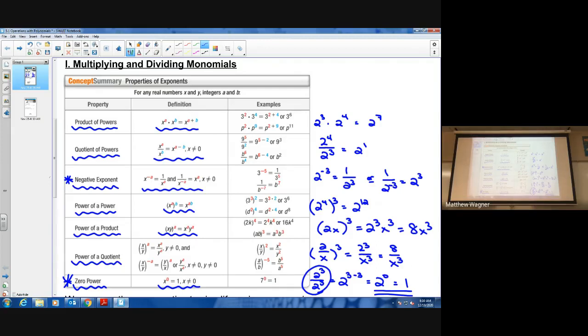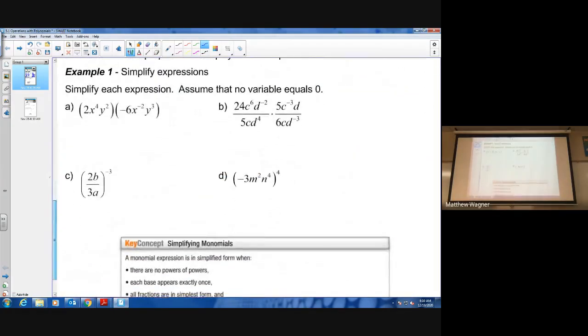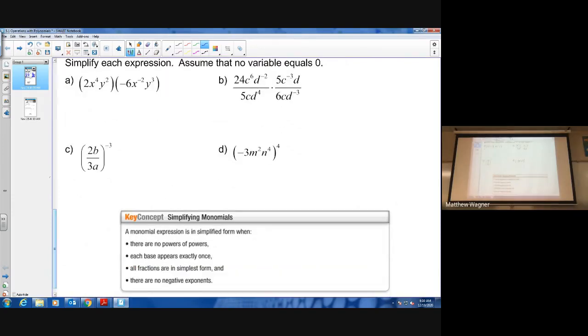So today, we're going to be looking at a lot of these properties and simplifying expressions with them. So you do need to keep them straight. All right. So here's a few expressions we're going to simplify. The goal of simplifying is combine all your numbers. Make sure there's no powers of powers. Make sure your bases only appear one time. Make sure your fractions are in simplest form. And as always, there are no negative exponents allowed in your answer.